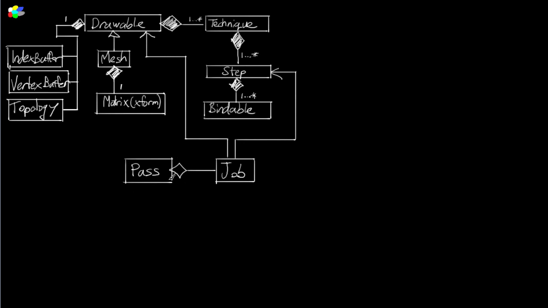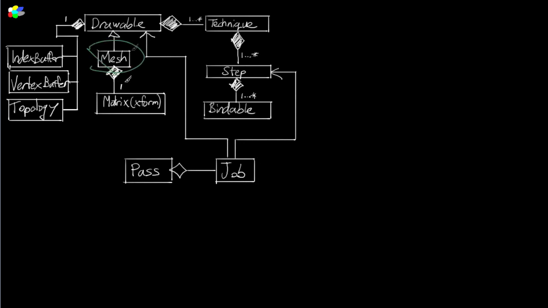So it's just an aggregate or a container of jobs. And those jobs are just very simple data structures that maintain a pointer to a step and a pointer to a drawable. When you want to execute a job, you're going to bind all the bindables for that step, and you're going to bind all the bindables for the drawable. And then you're going to call draw primitive, draw index primitive, or whatever.